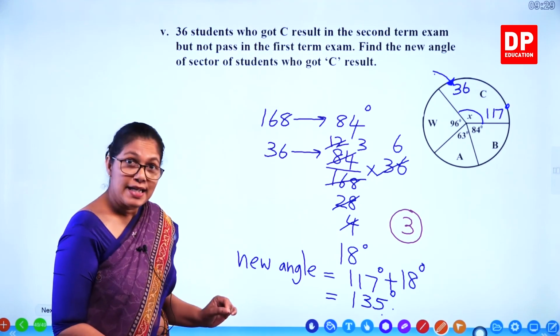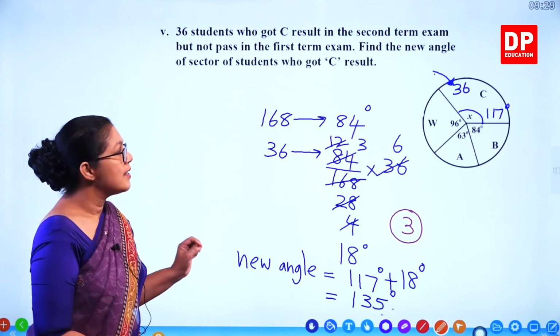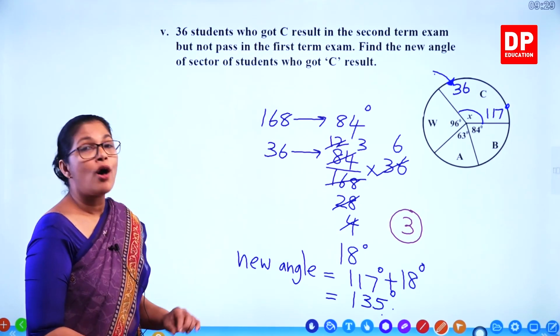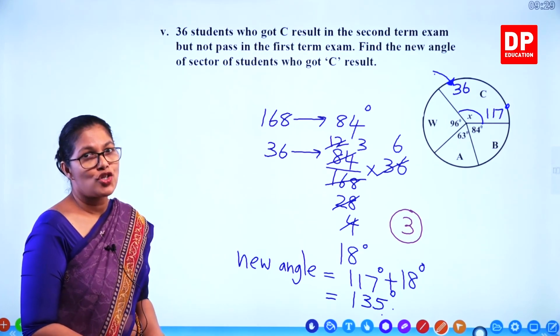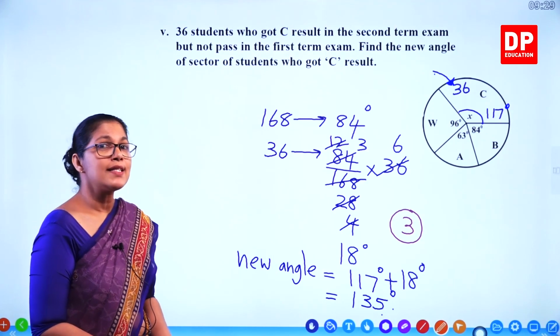So we completed paper 1. This is North Province 2018 grade 10 end of evaluation. So next we'll discuss paper 2.